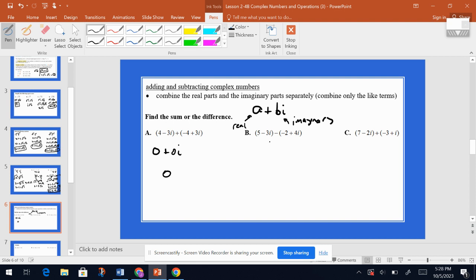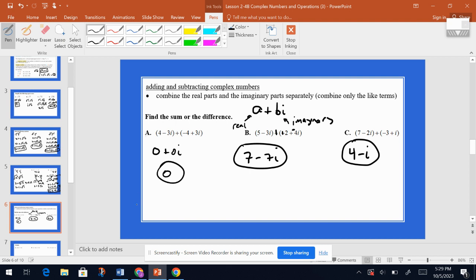Now, when it's a subtraction problem, we change it to addition, and then we change the sign of each term. So this really says 5 plus 2, which is 7, and -3 plus a -4, which is -7i. Pay attention to that sign in the middle. If it's already a plus, I don't have to do anything. I just combine like terms. So it'll be 7 plus -3, which is 4. -2i plus a positive i is a -i. So all of these would be my final answer.